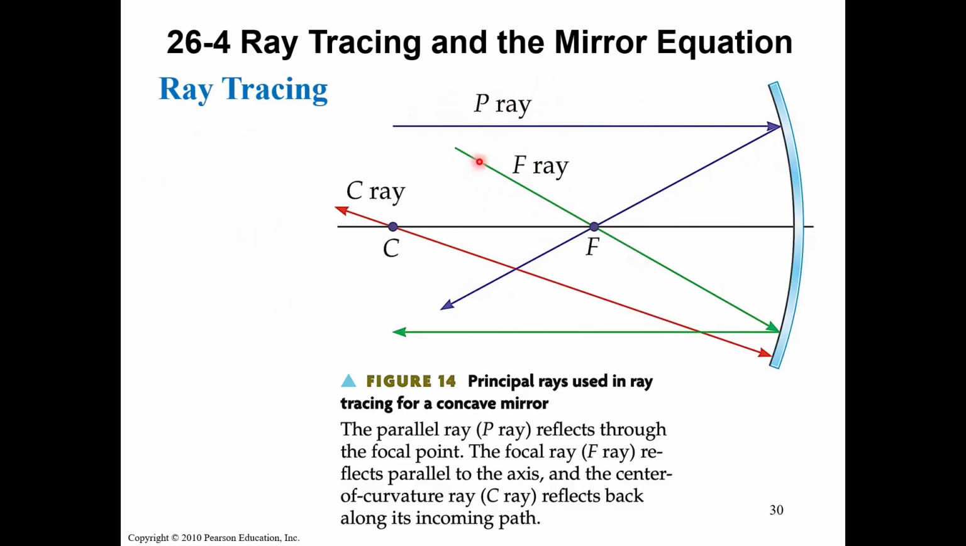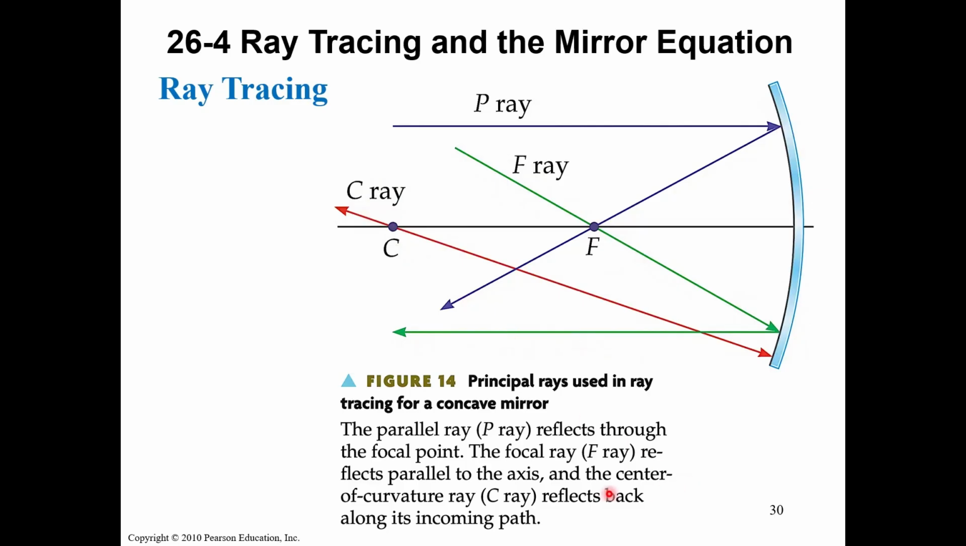F ray means focal ray, and this ray goes through the focal point. And we know that if a ray goes through the focal point and it hits the spherical mirror, it will be reflected as parallel rays. So if we have an F ray, we know how it's reflected by the spherical mirror. And the third ray that we know the trajectory of is the C ray.